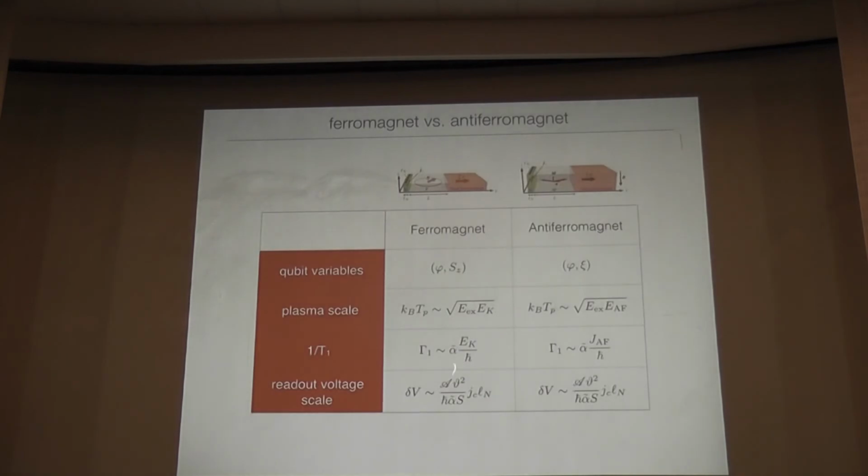Okay, so just to quickly summarize, we considered a couple of prototypes. The qubit variables here are the azimuth angle of the macro spin and also the z component of the spin. The antiferromagnetic case is the azimuth angle and the total spin in the z direction. The temperatures that you want to operate at: in the ferromagnetic case, you want to be lower than the square root of the product of the exchange coupling between these two ferromagnets times the anisotropy scale. For the antiferromagnet, it's the square root of this exchange scale times the internal antiferromagnetic exchange scale. And so the gamma 1s are given here.